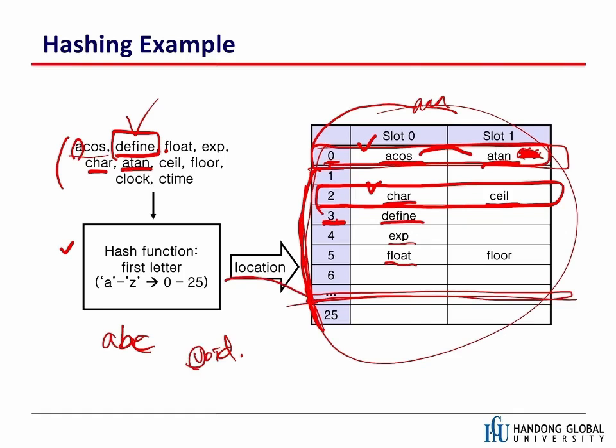So when we search, it takes just constant time to get to a specific bucket. So that's why a hash table is so fast compared to other data structures.